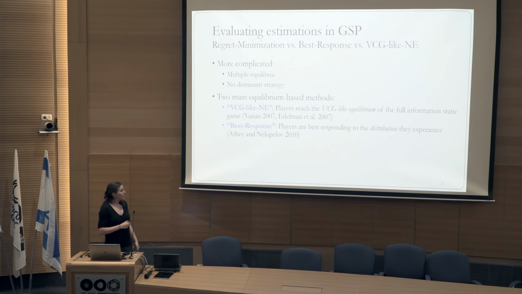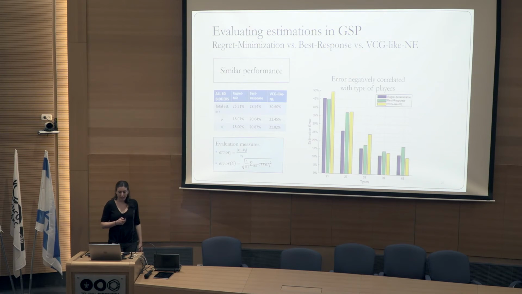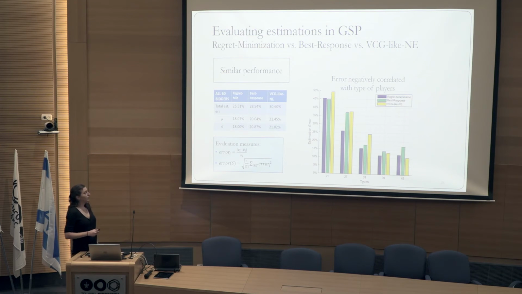And the second method, we call it the best response. Here, the basic assumption is that players are best responding to the distribution that they experience. And here we follow Etienne and Capello from 2010. And we see, again, that the regret minimization gave similar performance as the other two equilibrium-based methods. And the error was even slightly lower. This is the error over all 60 GSP bidders, 25% for the regret minimization over all bidders. The second is the best response, and the third is the VCG-like Nash equilibrium.